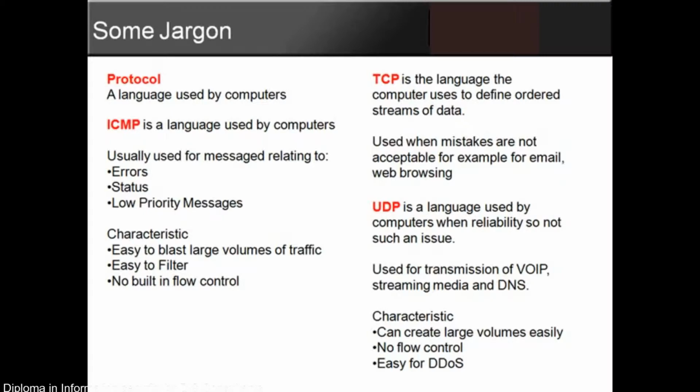TCP is the language the computer uses in order to define ordered streams of data for things that are actually quite important. So it's used when mistakes are not acceptable, for example, for email or web browsing. UDP, on the other hand, is a language that's used by computers when reliability is not such an issue. For example, in the transmission of voice over IP, streaming media, video, and so on, or even DNS queries. The characteristics of UDP include that you can also create large volumes easily. There's no flow control, and it's very easy to be used in a DDoS attack.